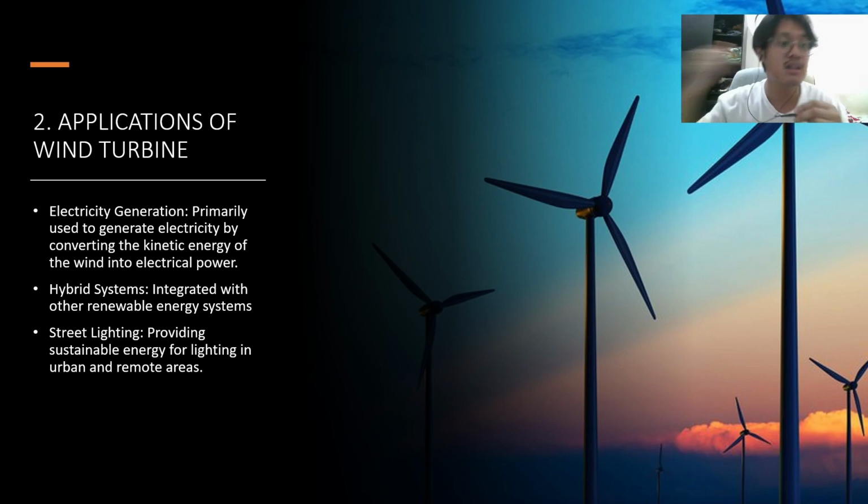Moving on. Another application of wind turbines is street lighting. Basically, the wind turbines generate electricity, providing energy to light urban or remote areas.